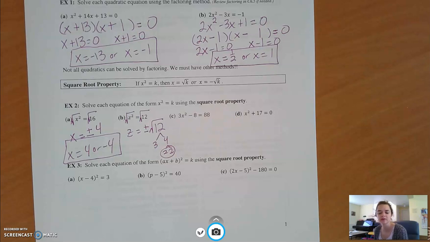Okay, and you can write the plus or minus symbol, and even my math lab has that plus or minus symbol as well. Or if you would like to write them separate, you certainly can. That would be positive 2 radical 3 or negative 2 square root of 3.